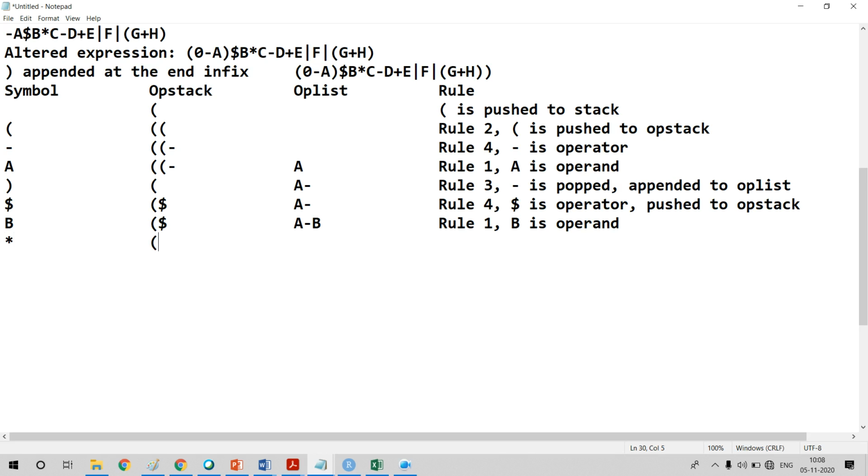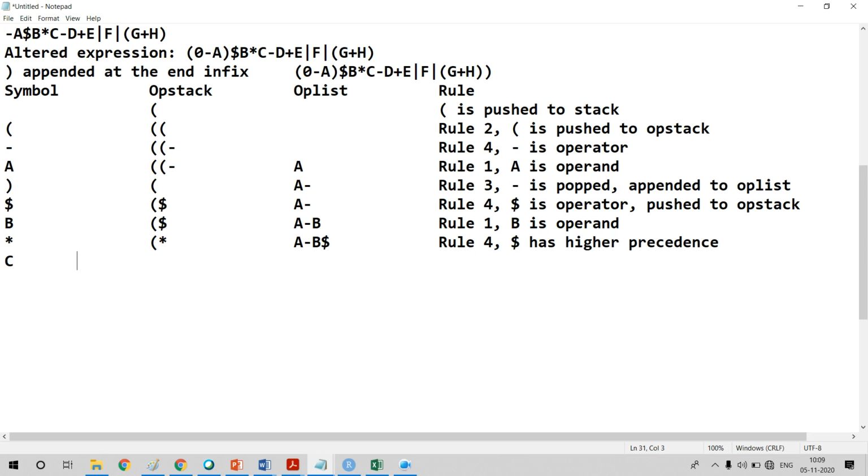While pushing, the higher or equal precedence symbol in the stack must be removed. Already dollar is there which is of higher precedence. That must be removed. That removed symbol must be added at the end of OP list. So star is added here. This becomes A minus B dollar because rule number 4 says that higher priority symbol must be removed. Dollar has higher precedence.